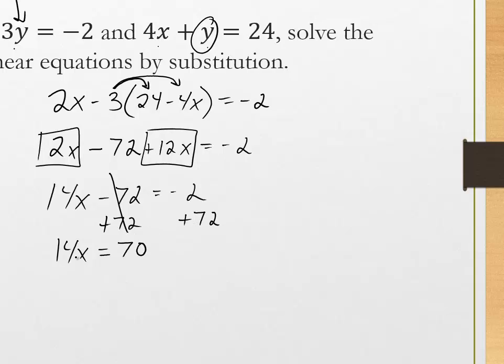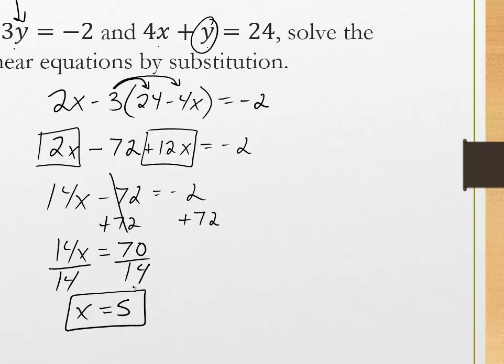Last step to solve for x. We have 14 times x. Opposite of multiplication is division, so we're going to divide everything by 14. And x will equal 70 divided by 14 is 5. Now, that's half our solution.